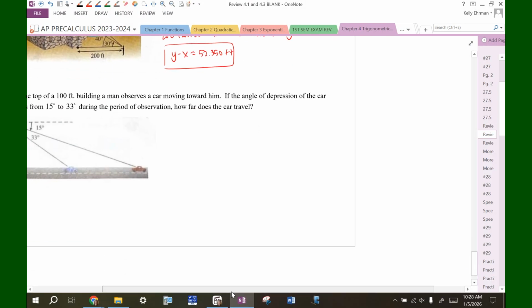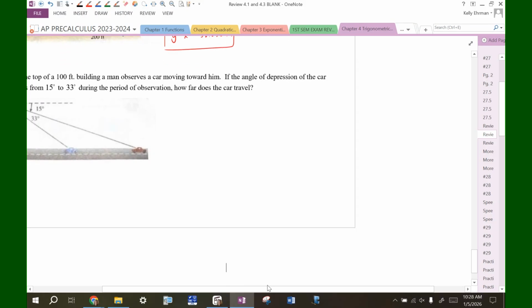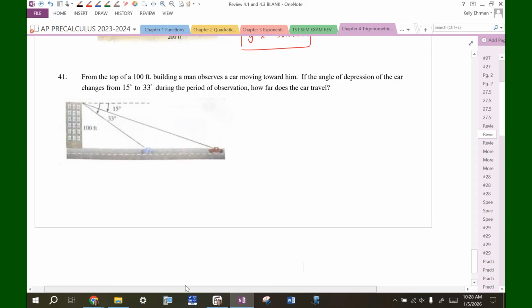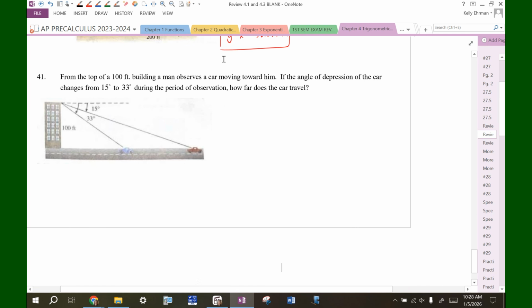All right. For this problem, golly, we had a couple problems like this, where we had two things on the same side of a plane or hot air balloon. I forget what it was. From the top of a 100-foot building, a man observes a car moving toward him. If the angle of depression of the car changes from 15 degrees to 33 degrees during the period of observation, how far does the car travel?